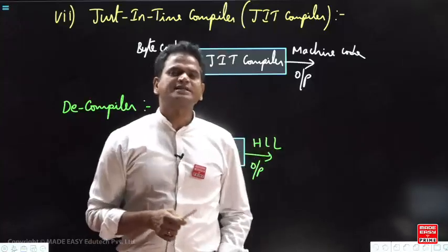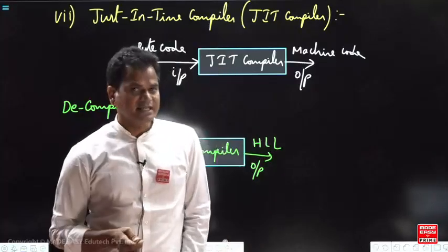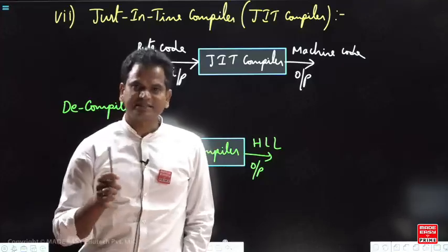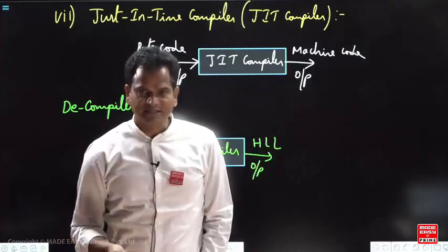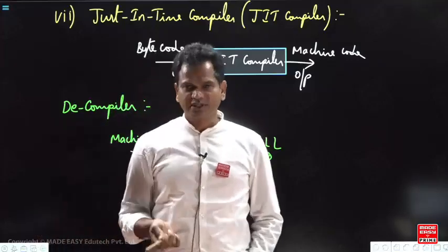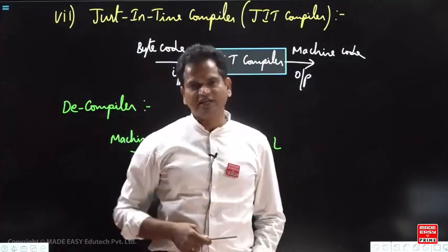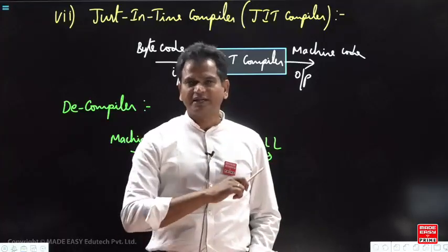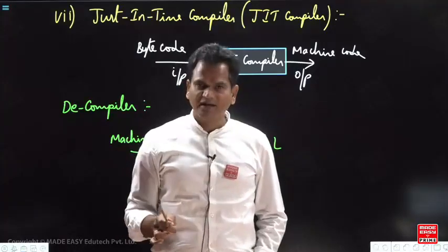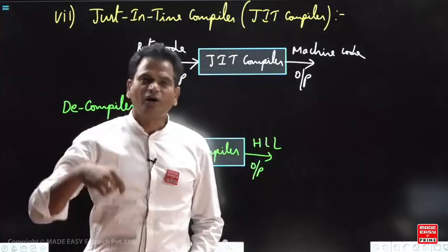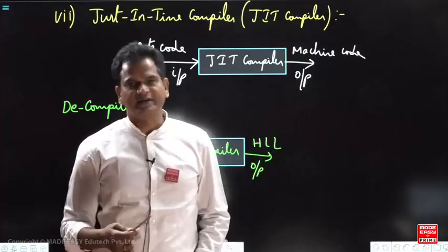So tomorrow I start the class with the phases of compiler: lexical analysis, syntax analysis, semantic analysis, intermediate code generation, code optimization and code generation. What are all these phases? With one good example I will explain clearly. Then, based on the phases of compiler, how the compiler will be divided.